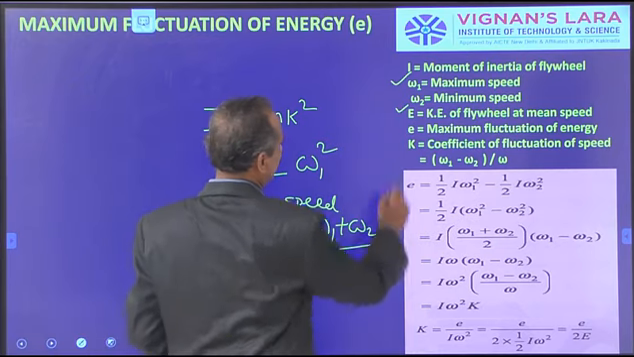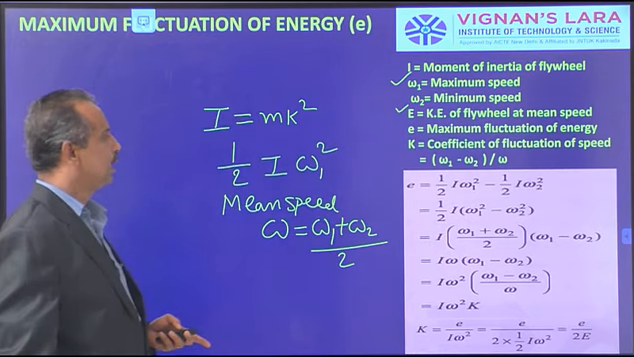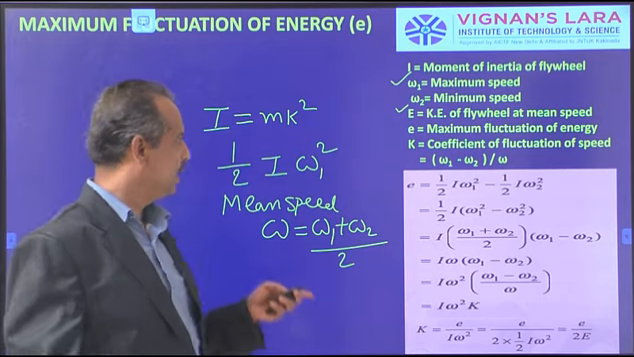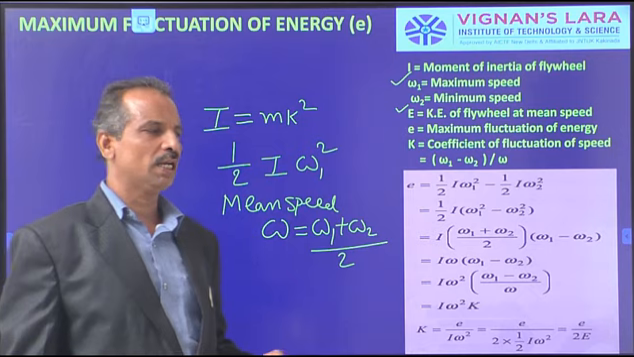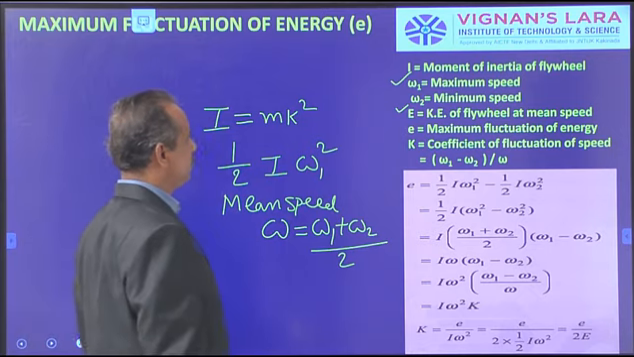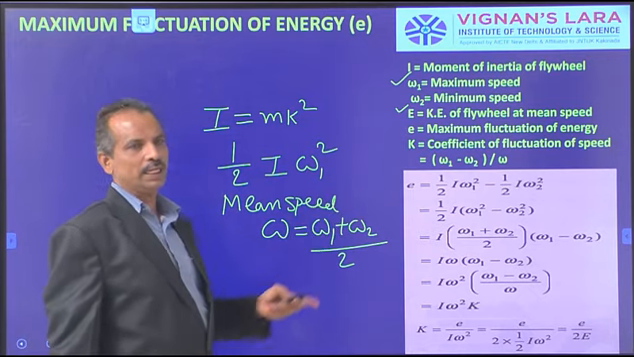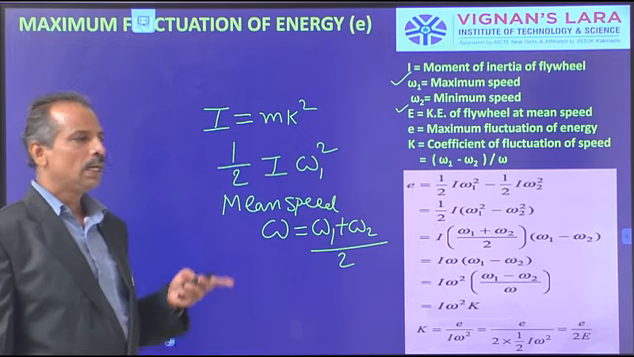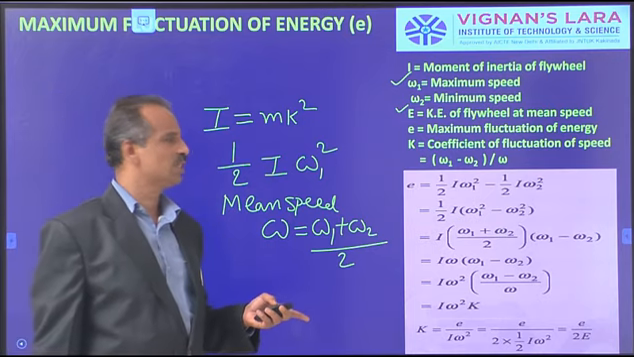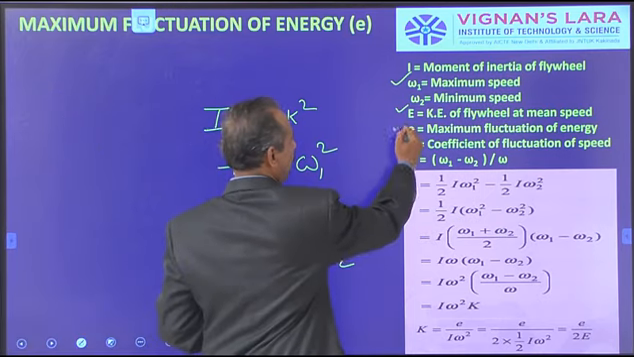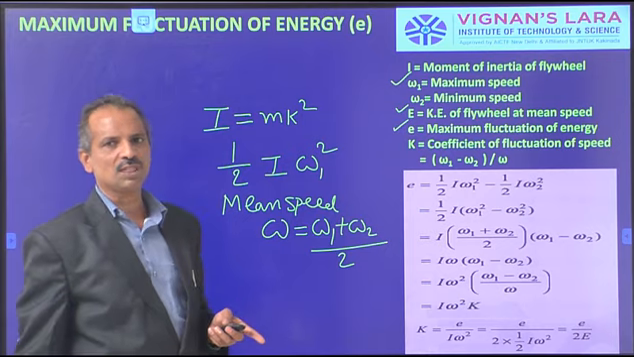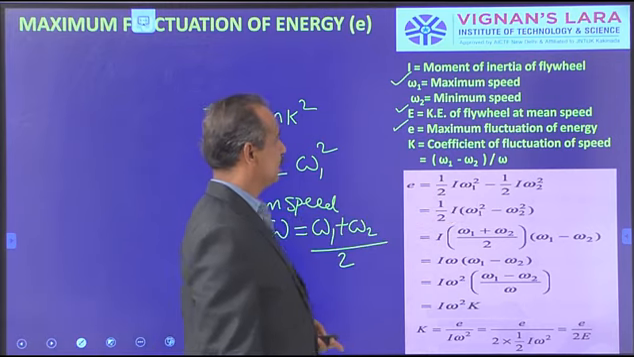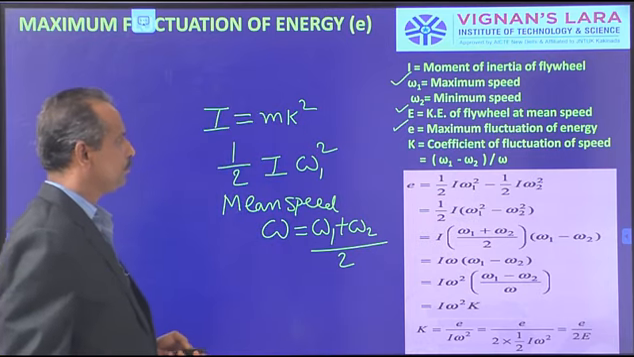Then I use another term, small e, which is called the maximum fluctuation of energy. As I said, the maximum speed is omega 1 and the minimum speed is omega 2. Then the maximum and minimum kinetic energies are half I omega 1 square and half I omega 2 square. Their difference is called the maximum fluctuation of energy. That is, small e is half I omega 1 square minus half I omega 2 square.